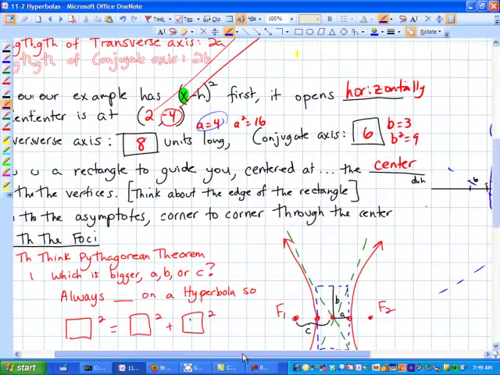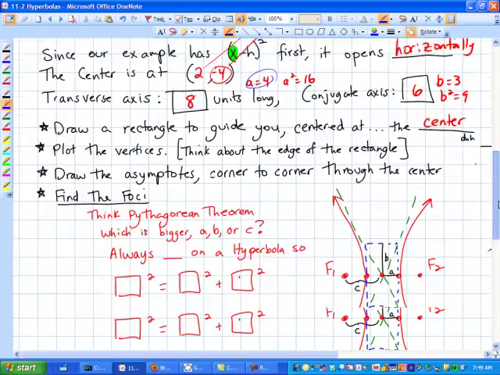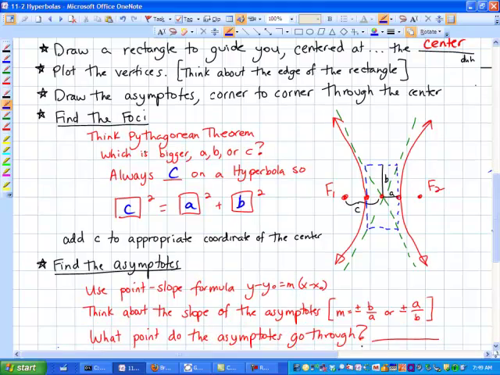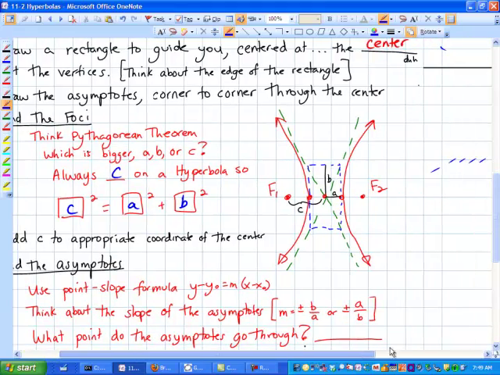The next thing I want to do is come back here and consider the Pythagorean theorem. Now, let's answer these questions. Which is always bigger in this case, A, B, or C? Well, because C, this distance out to the focus, is clearly outside the rectangle, C has to be the biggest. So it's going to fit this description, C squared equals A squared plus B squared, and it doesn't actually matter which one's A or B in terms of this problem.